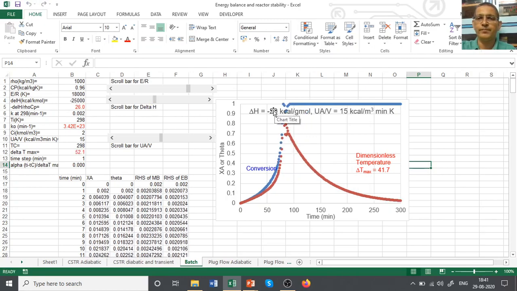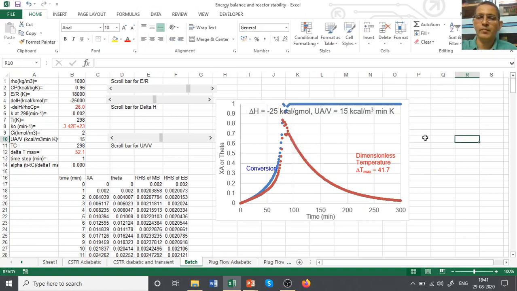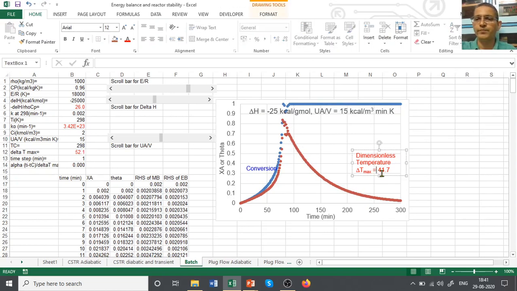You see, minus 25 kilocalories per gram mole. Peak temperature, delta T max, is now 52.1. Peak temperature rise is 80%, 90% of this 52, means by 40 degrees centigrade it is rising.